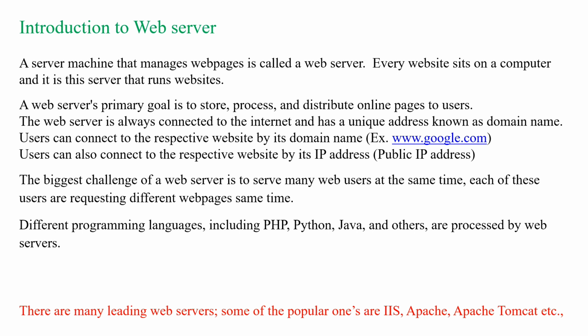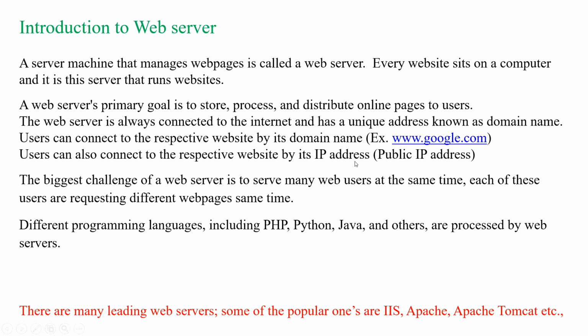There are many leading web servers. Some of the popular ones are IIS, Apache, Apache Tomcat. These are some of the top end web servers available. It is these web servers that understand the programming languages and which particular web browser the user is using to access that website. So accordingly, it will understand and reciprocate. It will provide the information which is needed to the user.